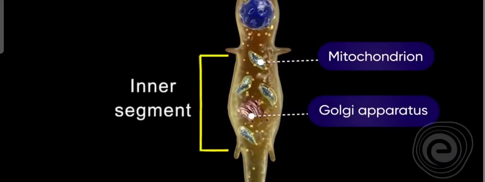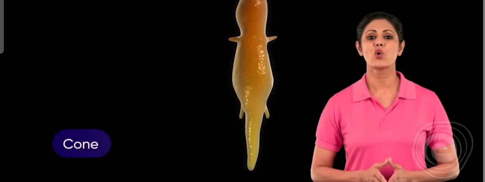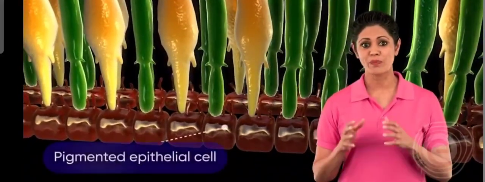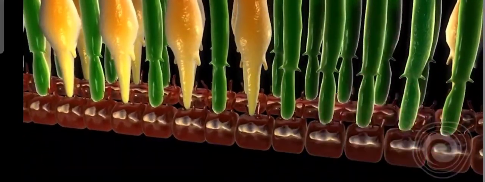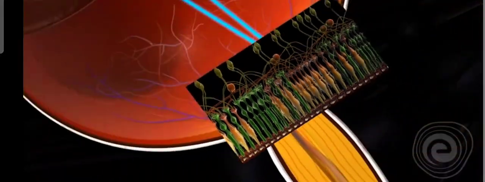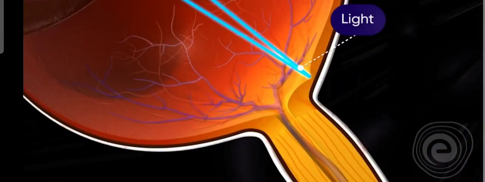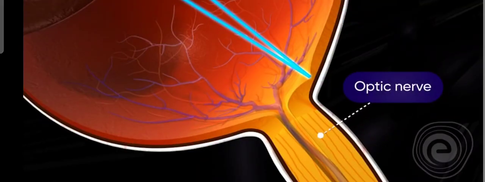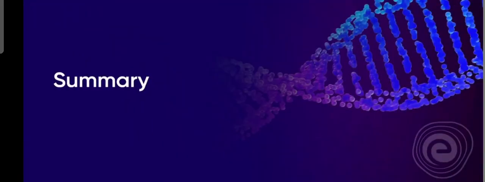The nucleus is the most prominent structure in the cone. The inner segment consists of mitochondria and the Golgi apparatus. The cone can be divided into an inner segment and an outer segment. The cone is attached to the pigmented epithelial cells. When the light falls on a receptor cell in the retina, the cell sends a message along an optic nerve to the brain.